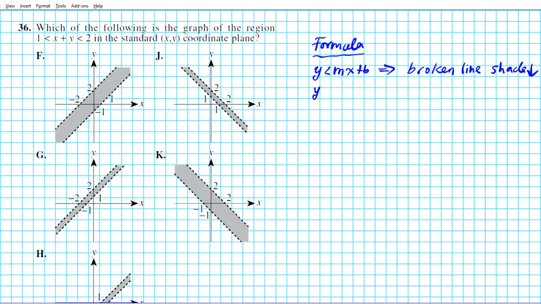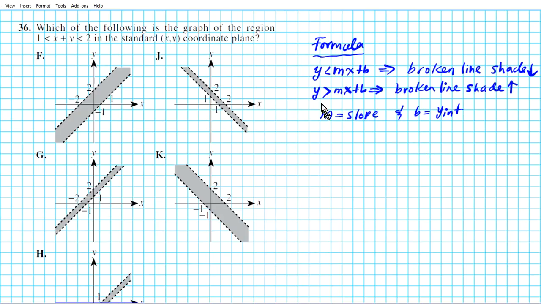And then when you have y is greater than mx plus b, you have a broken line. The slope is m, the y-intercept is b, and then you're going to shade upwards. Okay, so let's state that also m is the slope, and b is the y-intercept, where you start graphing your slope triangle on the y-axis.